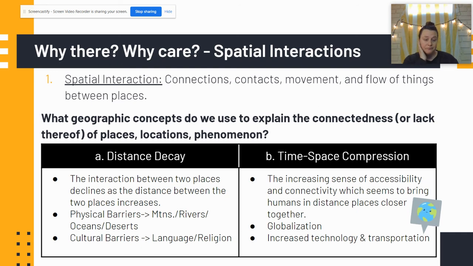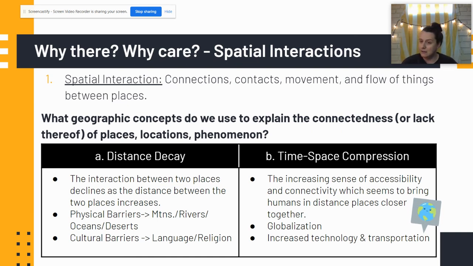Okay. We use geographic concepts to explain this connectedness or lack of connectedness between these places and locations or phenomena or whatever. And so, two geographic concepts that we will continuously discuss in this course are distance decay and time space compression. They are opposites. Okay. And so think about when something decays, right? It falls apart. And so you can probably just use context clues to understand that distance decay means that as places become further away from each other, right? They are less likely to be connected. And so you can see the official definition here: the interaction between two places or locations declines as the distance between those two places increases.